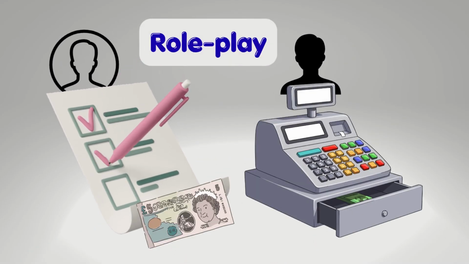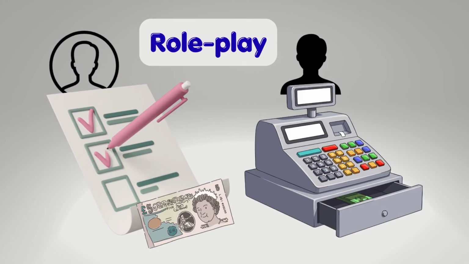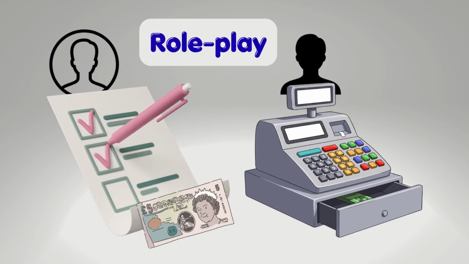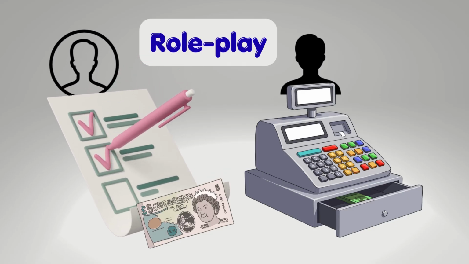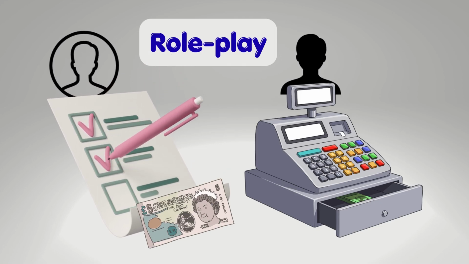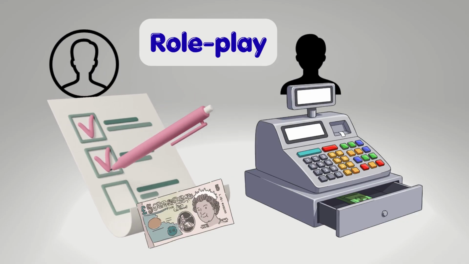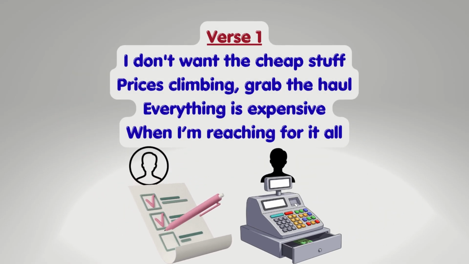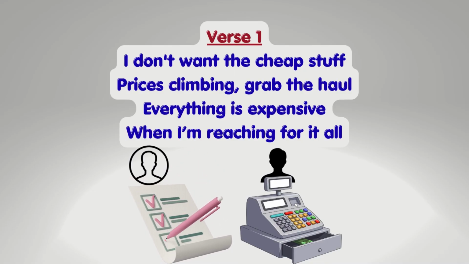Alternatively, run a role play at the checkout. Student A is a customer with a shopping list but not enough money. Student B is the cashier. The customer has to decide what to put back. The lyric, "Take the best deals," becomes their actual goal in the scene. Use verse 1 as the scene setter for the role play. The customer's dilemma is right there in the lyrics.